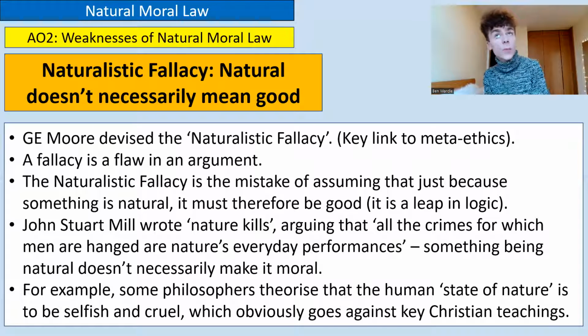And of course, if you think about your states of nature argument, some philosophers argue that the human state of nature is actually to be selfish and cruel, and so that we actually have to discipline ourselves. Kant said, for example, man must be disciplined, for by nature he is raw and wild. Yeah, so he was saying that actually we have to discipline ourselves, because if we just did what is natural, we would be raw and wild.